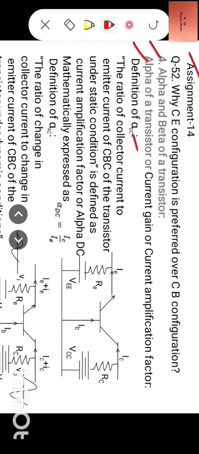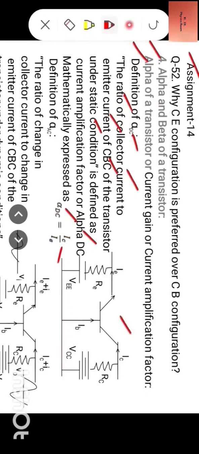In 2 ways we define alpha of a transistor, alpha DC and alpha AC. So let us try to understand how we define alpha DC. The ratio of collector current to emitter current of common base configuration of the transistor under static conditions, that is when it is only biased, is defined as current amplification factor or alpha DC, mathematically expressed as alpha DC equal to IC by IE.